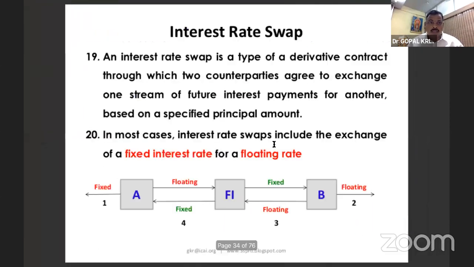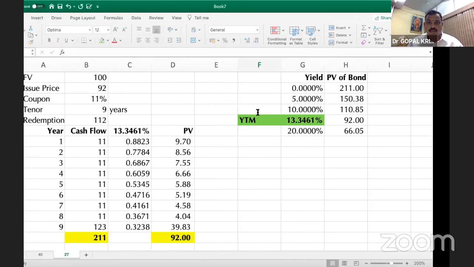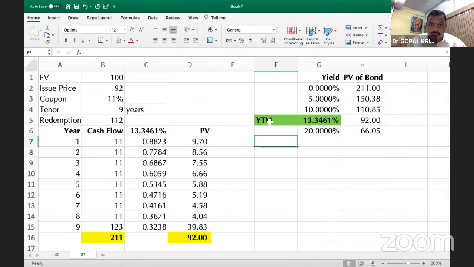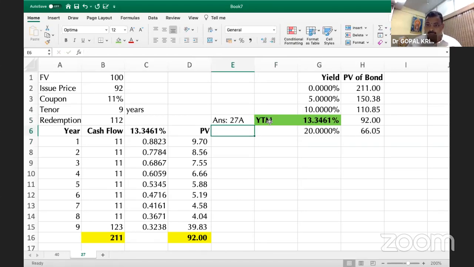So what is your answer? Answer for 27A. 27A is 34.35. So 27A is B. Small b. So this is your answer for 27 capital A. Now this is your YTM.